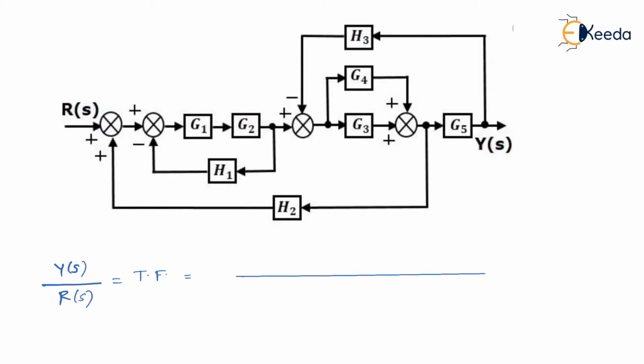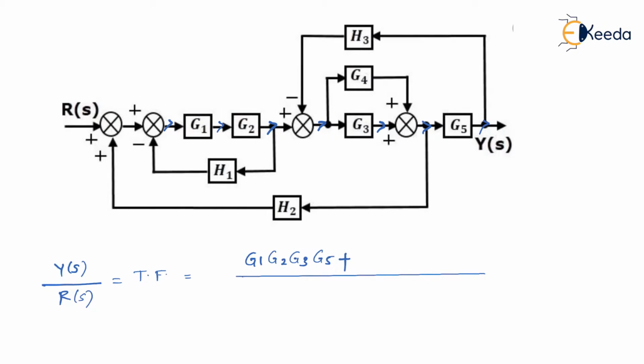In the numerator, we take the summation of all forward paths. Look at the very first forward path. So I'll go like this. What you get first is G1, G2, G3, G5. G1, G2, G3, G5 plus.